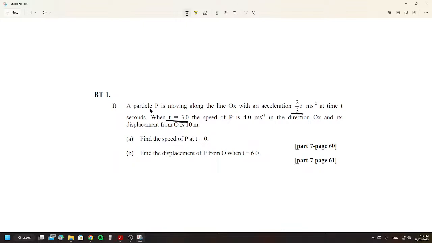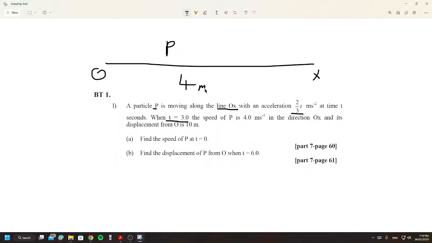They told us a particle p is moving along the line OX. So we have a line O and X and the particle p. With this acceleration, at time t seconds, when time is 3, the speed is 4 meters per second in the direction OX. So it is 4 meters per second in this direction, which is the direction of the acceleration. And its displacement from O is 10.